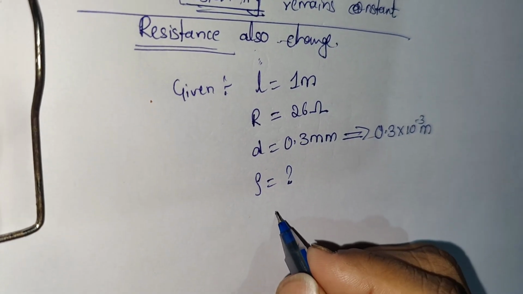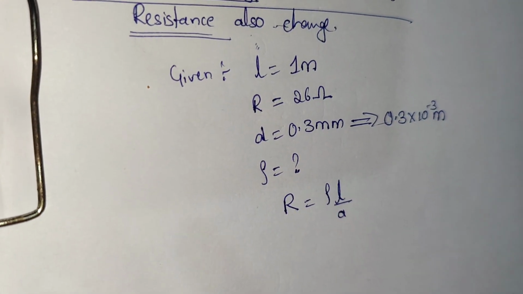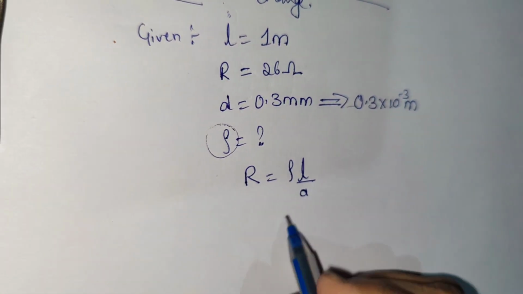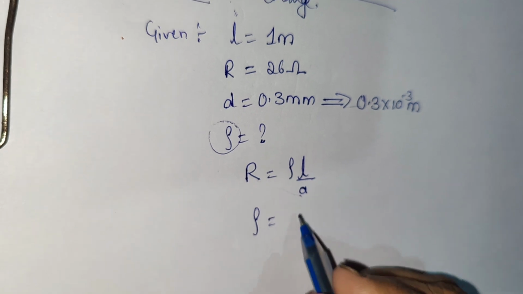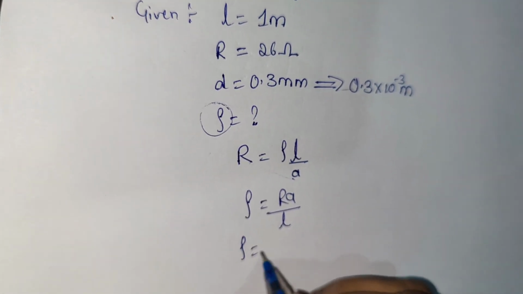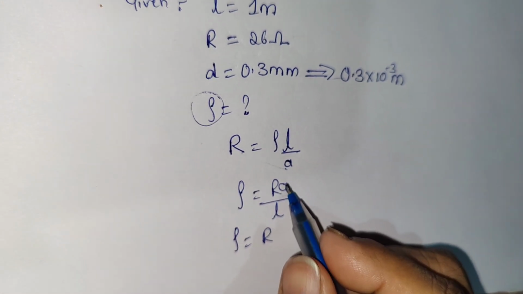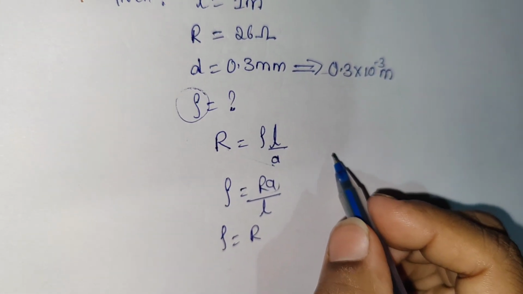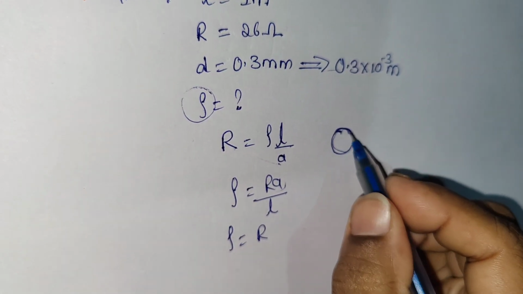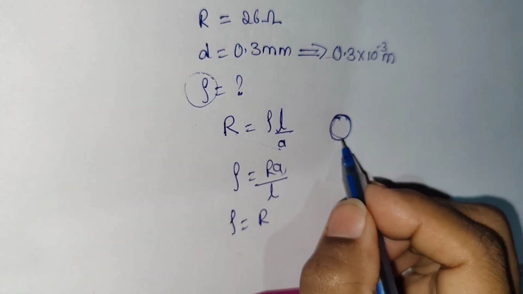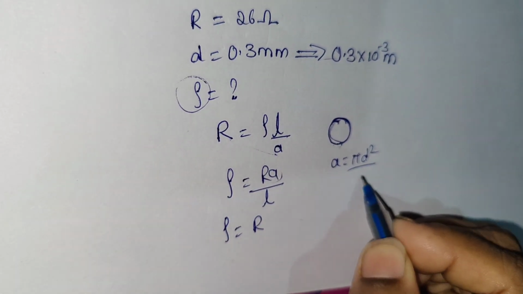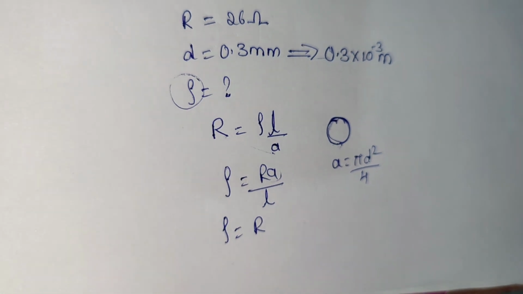So the resistivity formula is R is equal to rho L by A, where A is the area of cross section. You have to remember. Now we want rho. How to find out the rho? Rho is equal to R A by L. A means area of cross section, which means area of circle. We want to take the formula of area of circle, that is A is equal to pi d square by 4. Okay, this is the formula of area of circle.